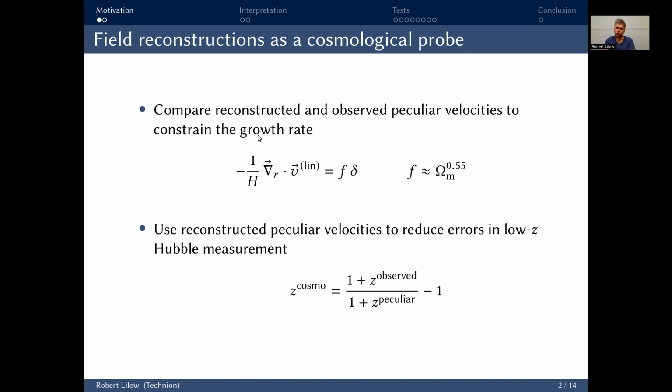First, I'm looking here at the continuity equation in the linearized form, which says that the negative divergence of the velocity field is directly proportional to the overdensity delta, with proportionality given by the growth rate f. So the larger f is, the faster matter accretes onto an overdensity. If you now take a galaxy survey, reconstruct the density, and via this relation or its nonlinear version, the velocity field, then you can compare these reconstructed peculiar velocities to observed ones, for example from the Tully-Fisher relation, and this way constrain the growth rate and therefore also omega m.